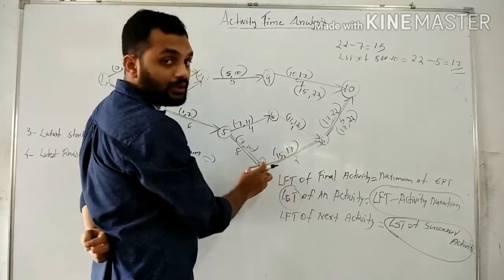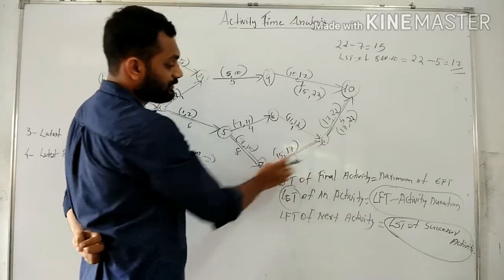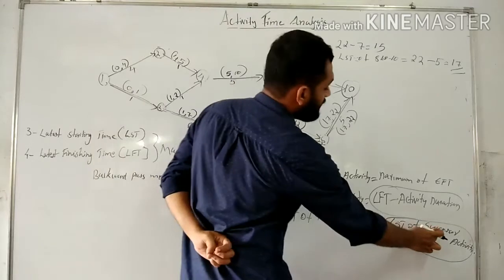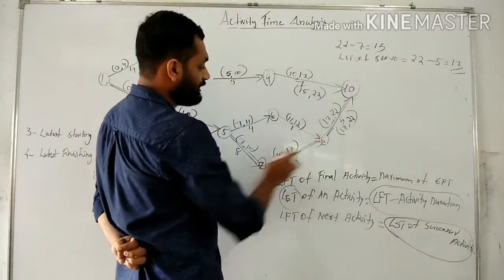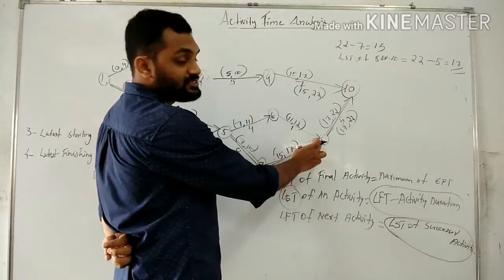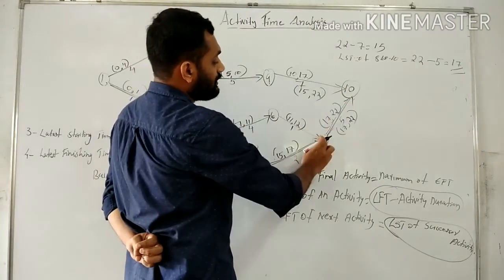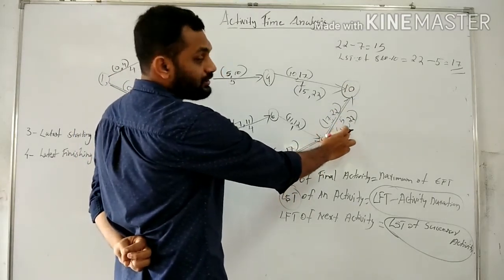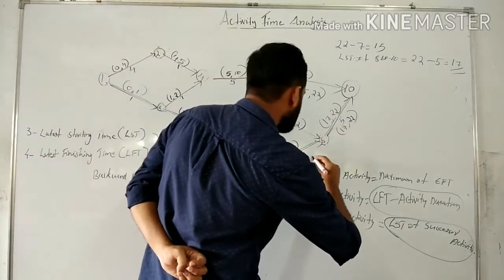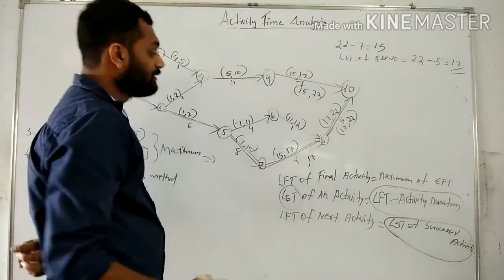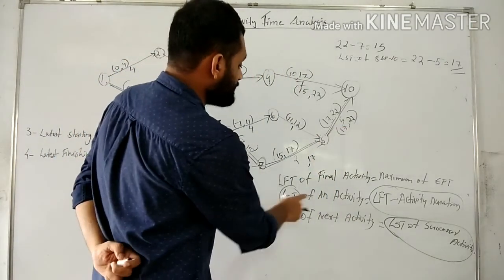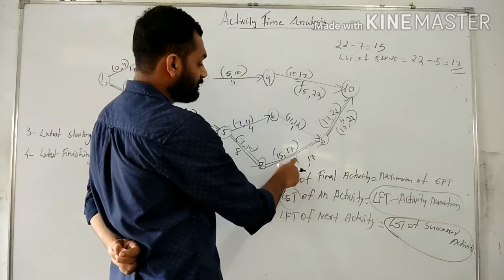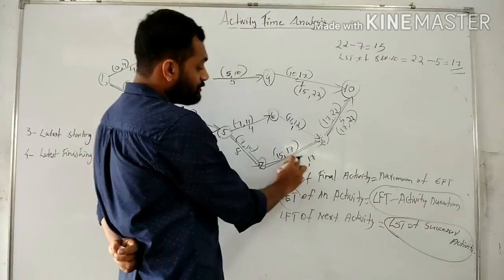For the activity 7 to 8, the LFT is the LST of the successor activity. The successor activity of 7 to 8 is 8 to 10. Its LST is 17. 17 is the LFT of this activity. Then LST is equal to LFT minus activity time, that is 17 minus 2, 15.